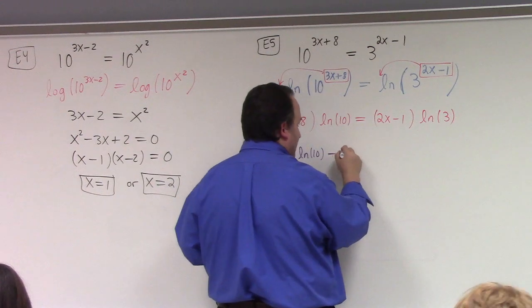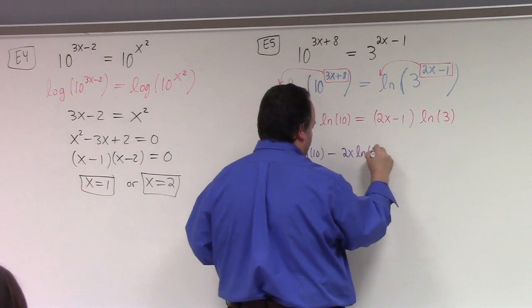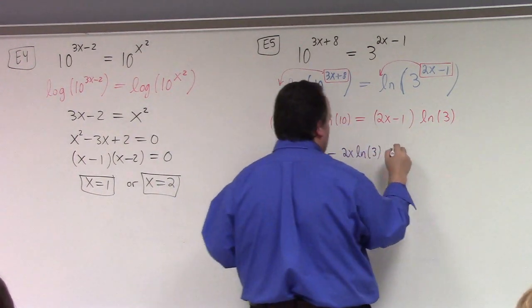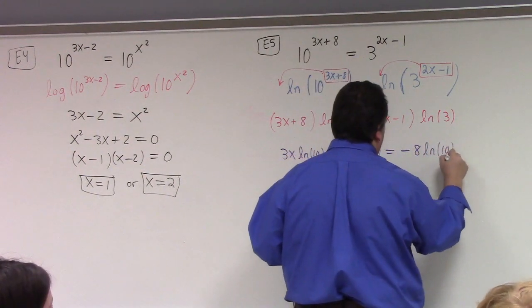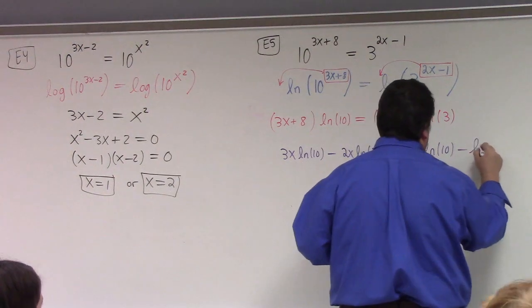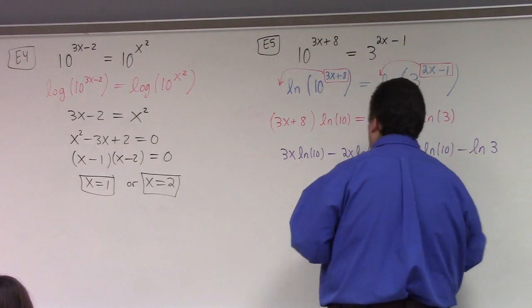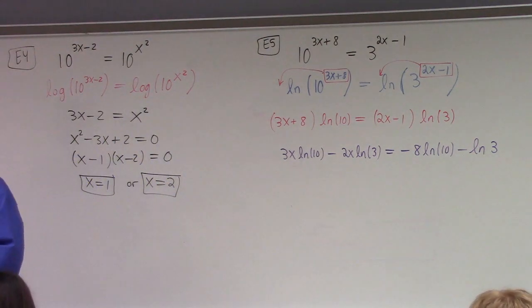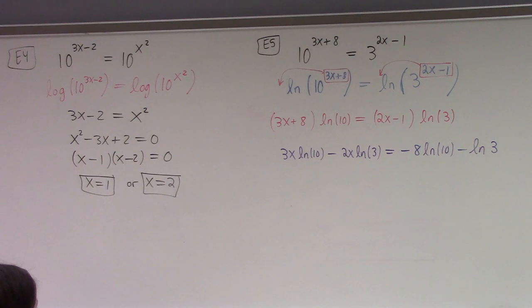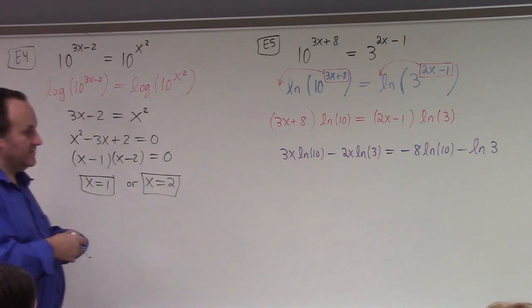Minus 2x log 3 equal to minus 8 times the log of 10 minus the log of 3. Do you see what I did? I just put all the x's on one side and everything without x on the other. I'm trying to solve for x, so what do I do? I factor x out.